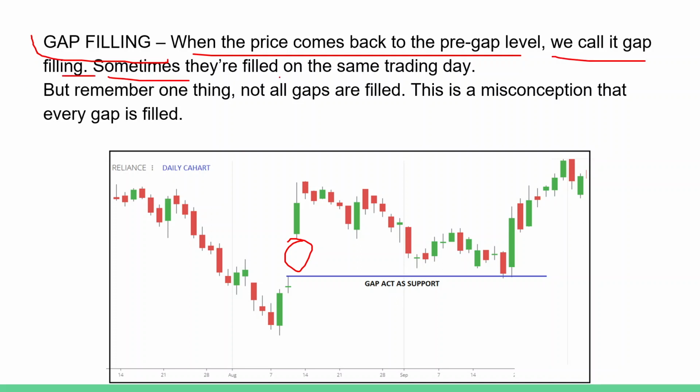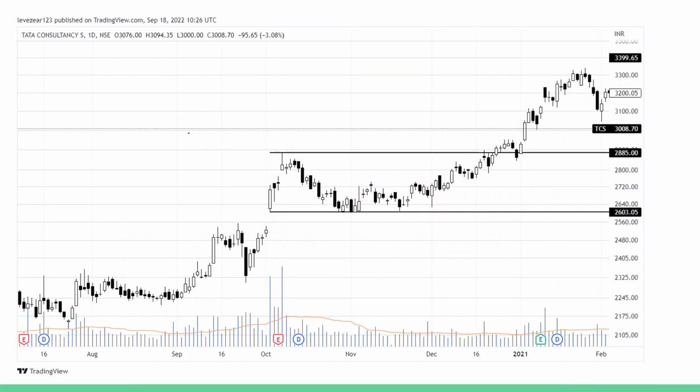Sometimes they are filled on the same trading day when there is not much buying interest. You always need a follow through, right? If there is no follow through, then a gap and all that is a waste. But remember one thing, not all gaps are filled. It is a misconception that every gap is filled. I can show you many examples.